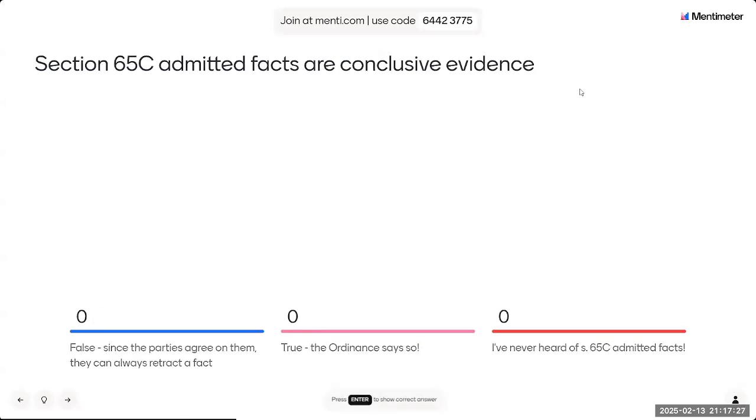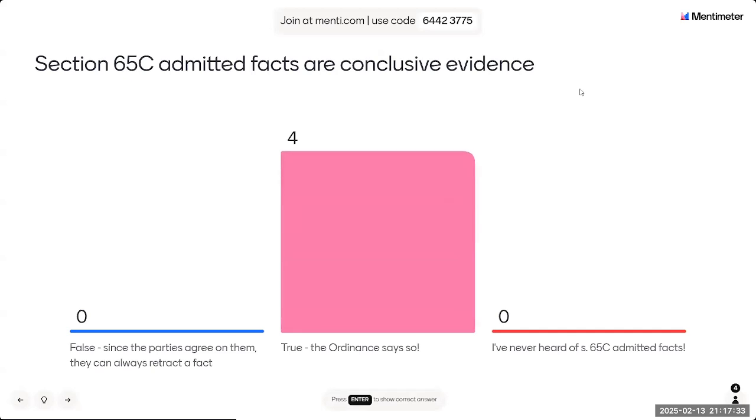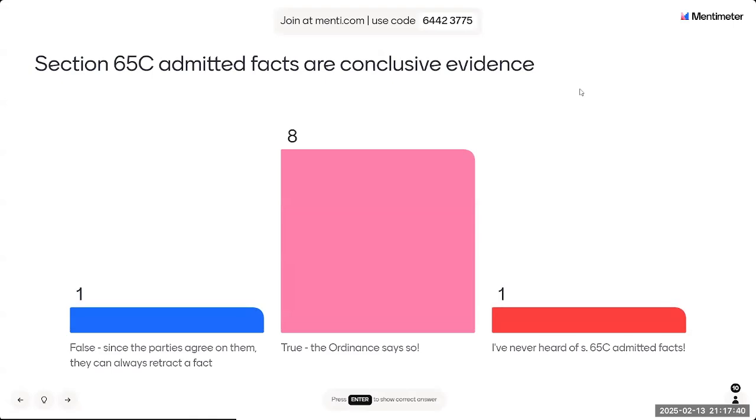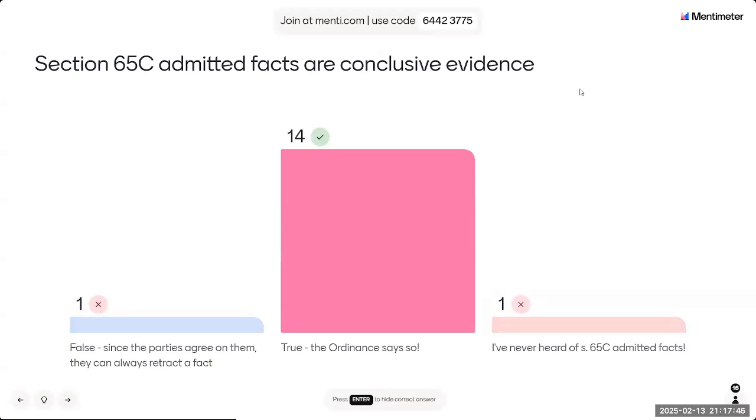Section 65C admitted facts are conclusive evidence. False, since the parties agree on them, they can always retract. True, the ordinance says so, or I've never heard of Section 65C admitted facts. Hopefully, that's not true. The correct answer, of course, is yes. Conclusive evidence stays with you on an appeal, on a retrial, very difficult to withdraw.